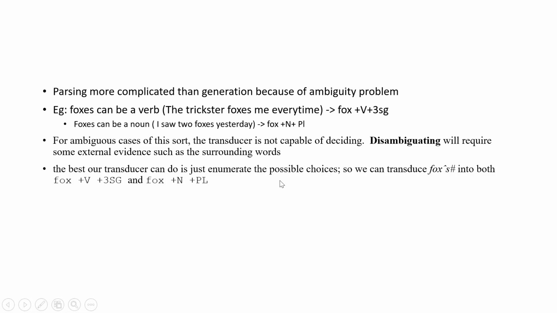So whenever a word like foxes, which has multiple meanings, is encountered, then what can be done is the transducer can generate both these morphemes or both these lexical outputs. Right, that is what it can do. And it is in the later stage, by looking at the context, that it can decide which one is appropriate.